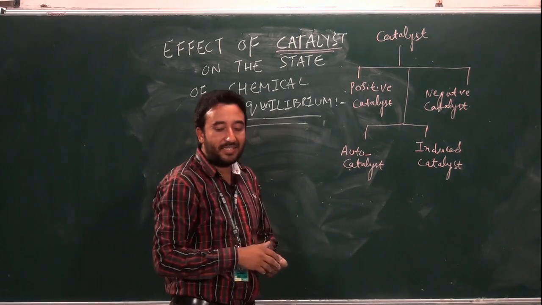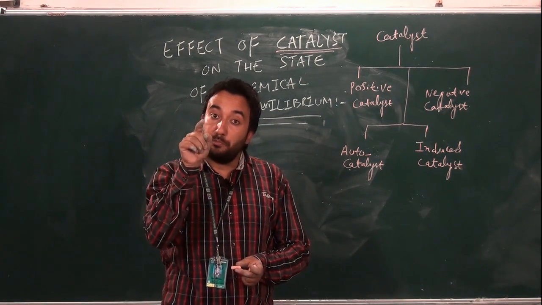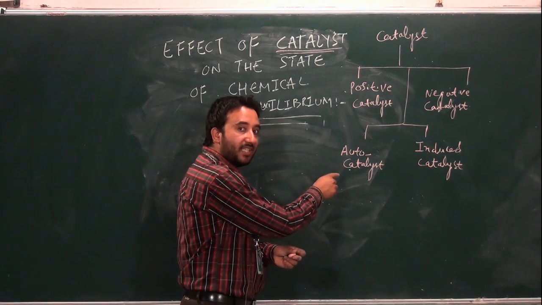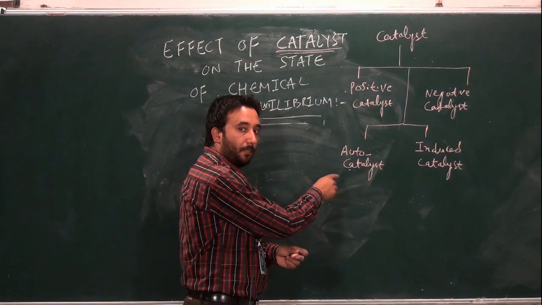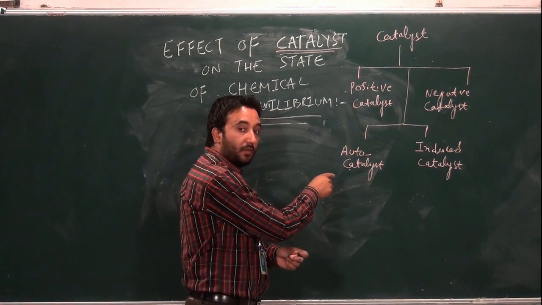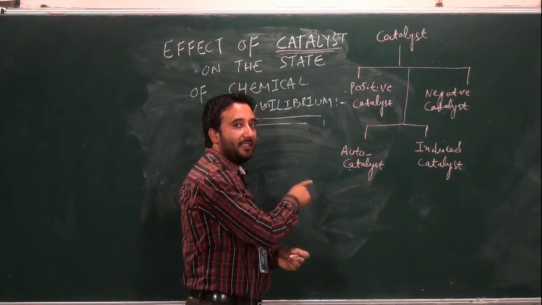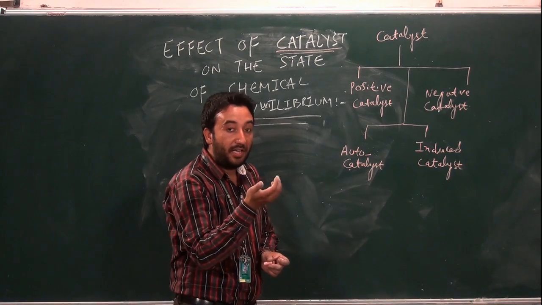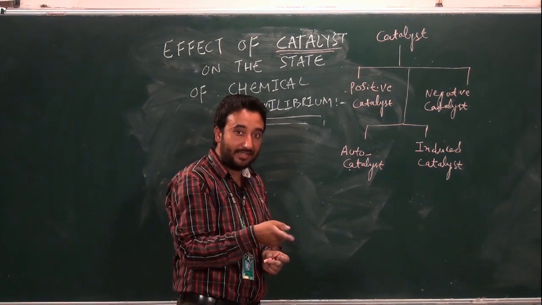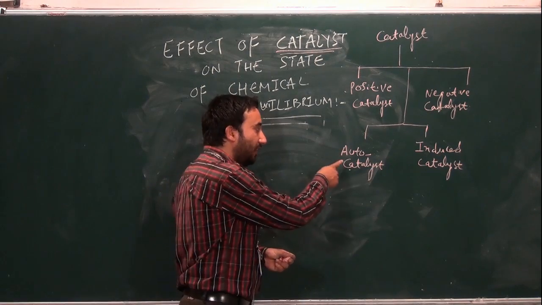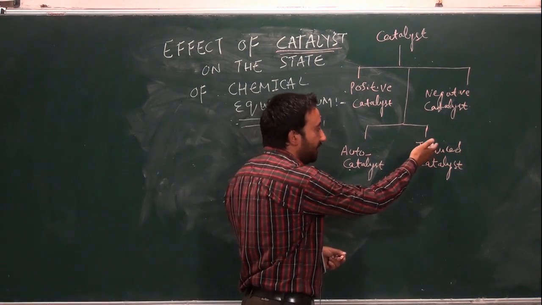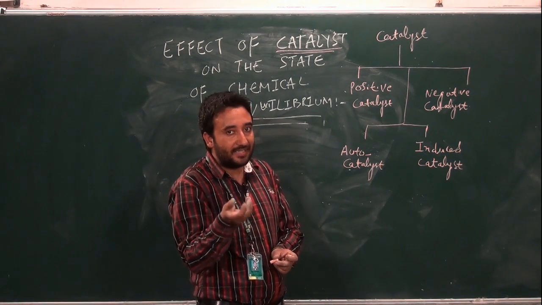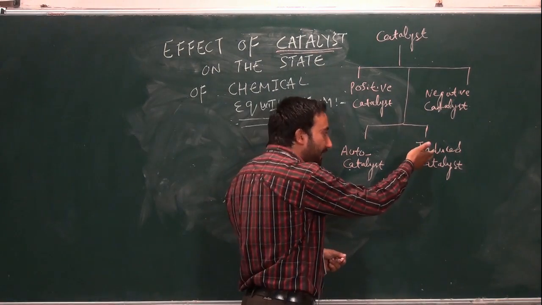Auto catalysts are those catalysts in which the product acts as a catalyst. You are going for a reaction and you have some reactants and it is generating the product. If the product is acting as a catalyst, then that catalyst is called an auto catalyst. And in case of induced catalyst, if one of the reactants in a reaction acts as a catalyst, then that catalyst is called an induced catalyst.